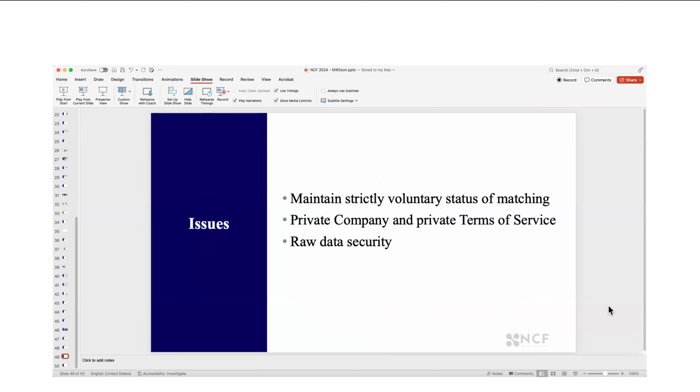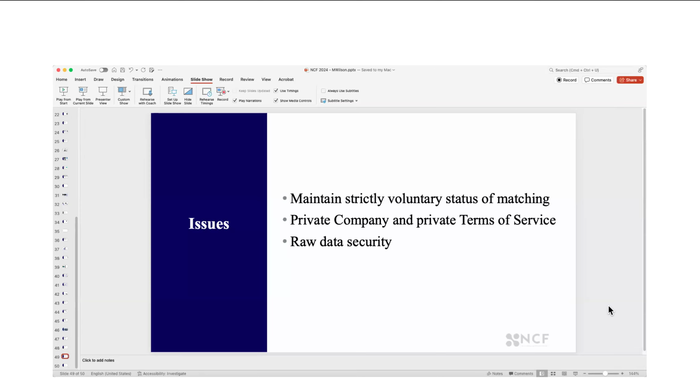So now, real quickly, these are what I see as some remaining issues, not all the remaining issues, but what we need to think about. The first one is to maintain the strictly voluntary status of matching. This is all done voluntarily through database uploads and law enforcement buying into it, using it to help solve their cases. There are a number of guidelines to follow, but it's been maintained so far. It's strictly voluntary, and my personal opinion is it should stay that way. Most people that I've talked to agree with that.